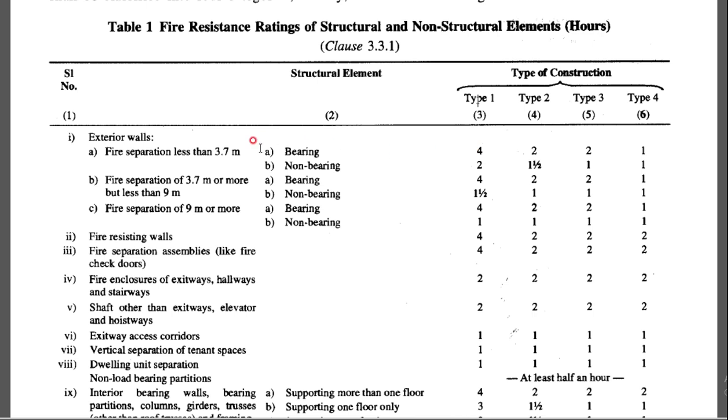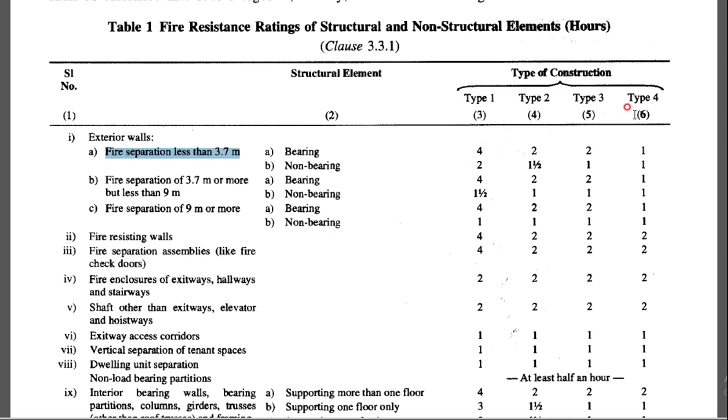So here what is this? Exterior walls. Here what is happening? Fire separation. Okay, so fire separation less than 3.7 meter means what? For this type of walls, maybe bearing, maybe non-bearing, the minimum fire rating should be 4 hours. Here it is 2 hours. So all these are what? Fire rating hours, fire resistance hours.